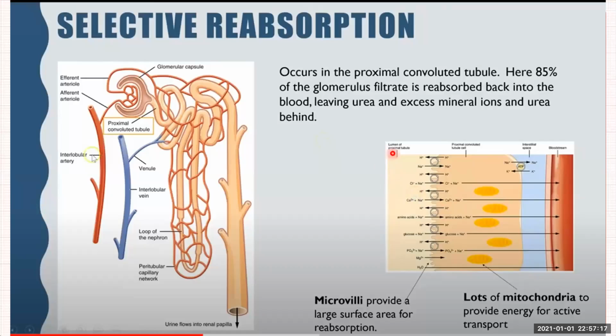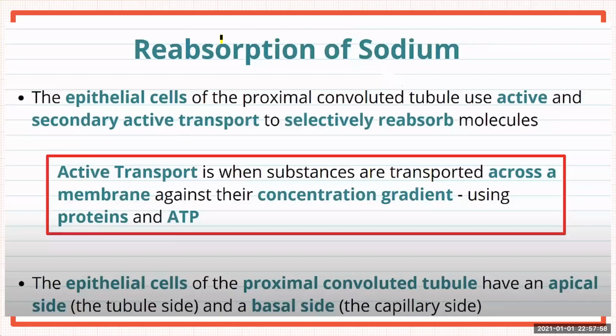The procedure is selective reabsorption because around 85% of the glomerular filtrate is reabsorbed back into the blood, but urea is not reabsorbed, right? Excess mineral ions and urea stay behind as filtrate, but the rest of the ions like sodium, and glucose, amino acids and water, are reabsorbed back. Okay, so the first step in this whole process of selective reabsorption is the reabsorption of sodium. These epithelial cells of the proximal convoluted tubules use two methods: active transport and secondary active transport. Through these, they selectively reabsorb the molecules.